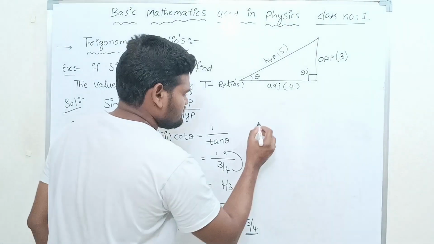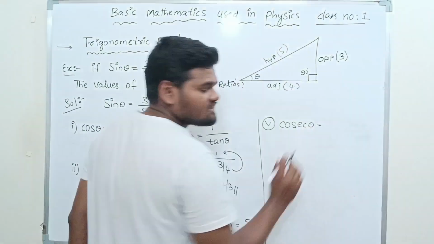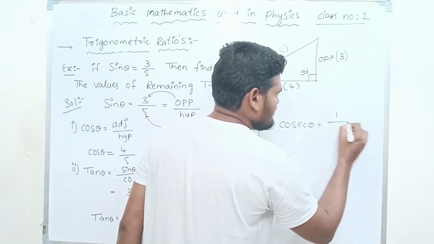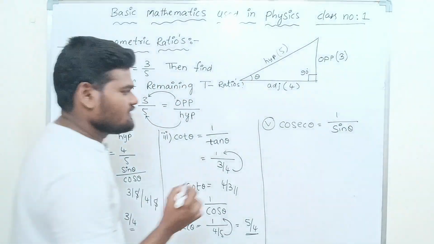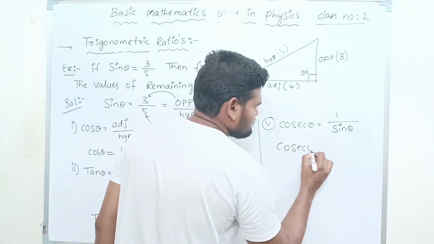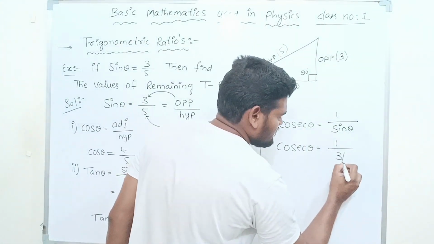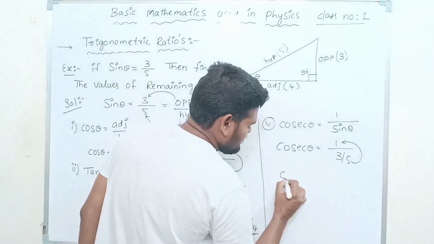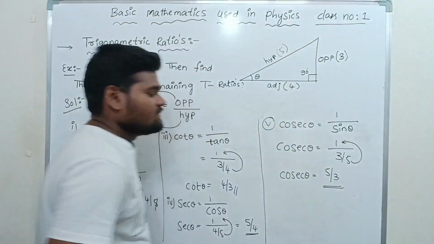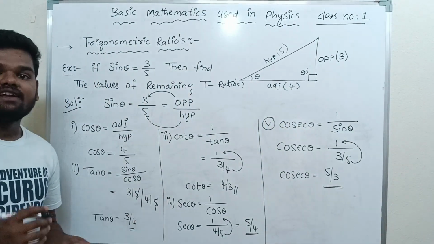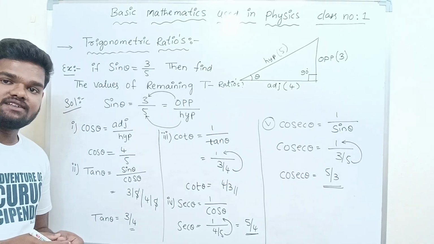Next one, fifth one, cosec theta. What is cosec theta? The reciprocal of sin theta is called cosecant theta. So cosec theta is 1 by the value of sin theta, which is 3 by 5. And 5 comes to the numerator, so cosec theta is 5 by 3. So all these are the remaining trigonometric ratios. Is it clear? Any doubts?